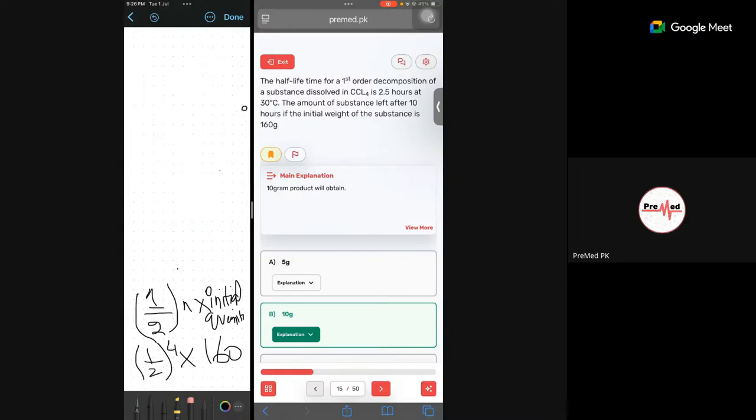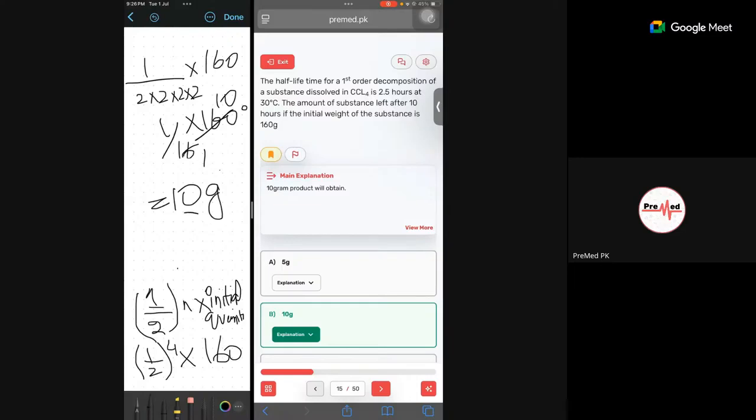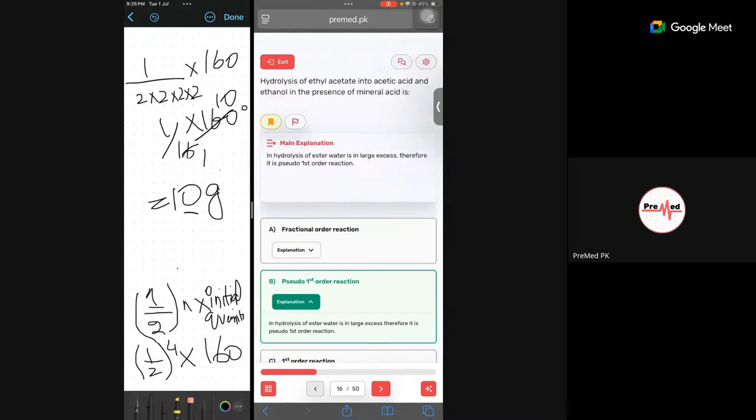Yes. So we have 1 divided by 2 to the power 4, which is 2 into 2 into 2 into 2, which is 16. 1 over 16 multiplied by 160. 16 ones are 16, and 16 tens are 160. It is equal to 10 grams. So the correct answer is 10 grams.